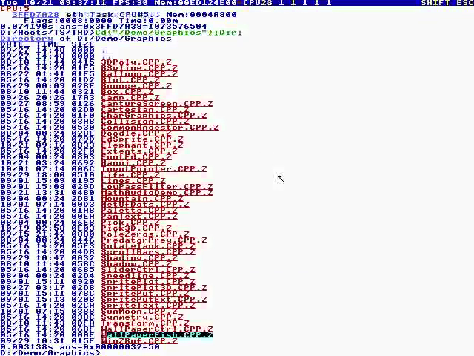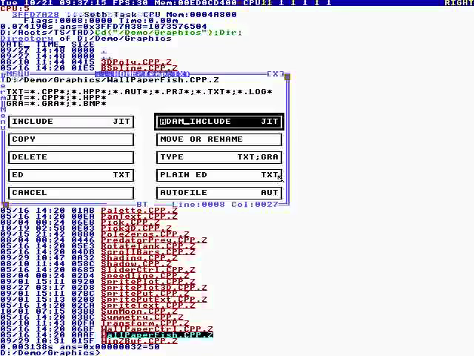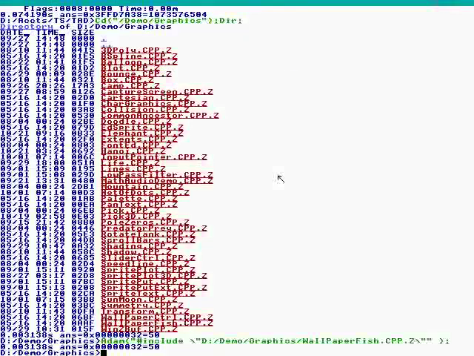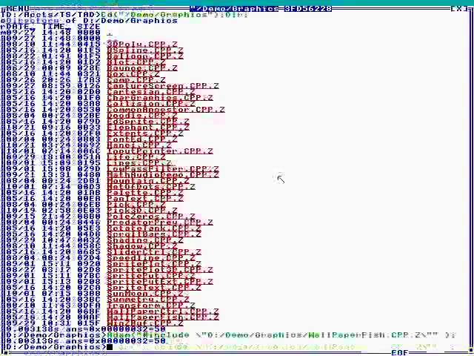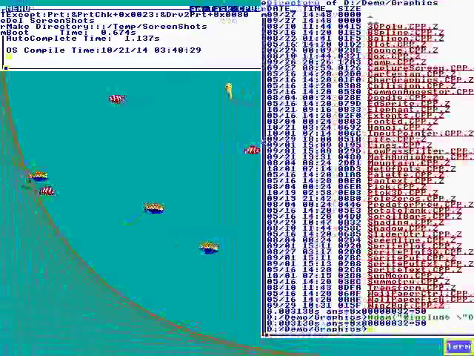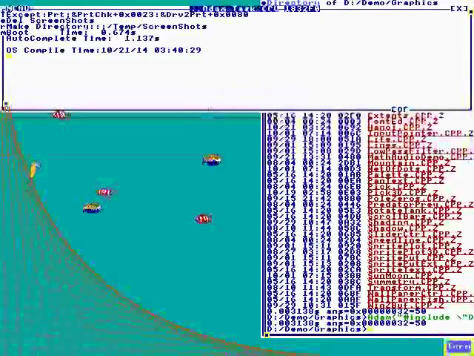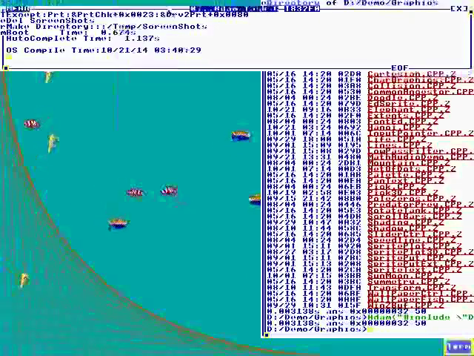Or we can say include or Atom include. Atom is like Adam and Eve, the father of all tasks. So we just made the wallpaper into this. Okay, this is the Atom task right here. He never dies.